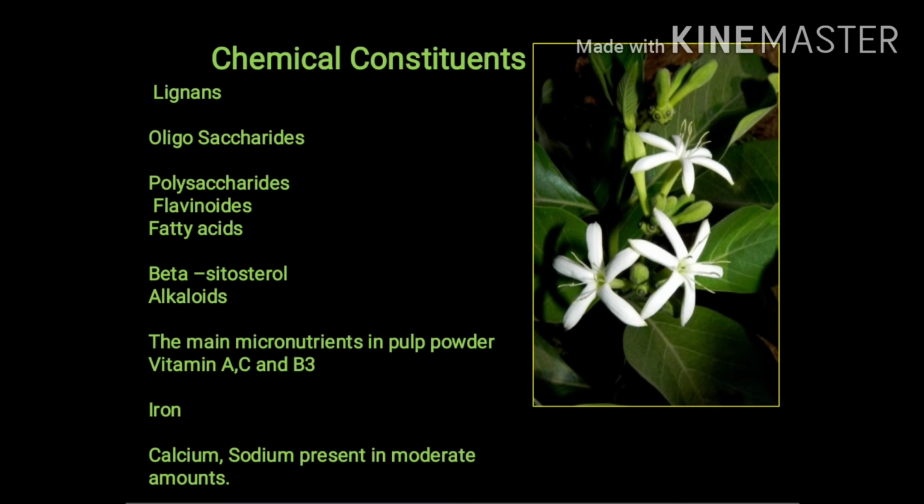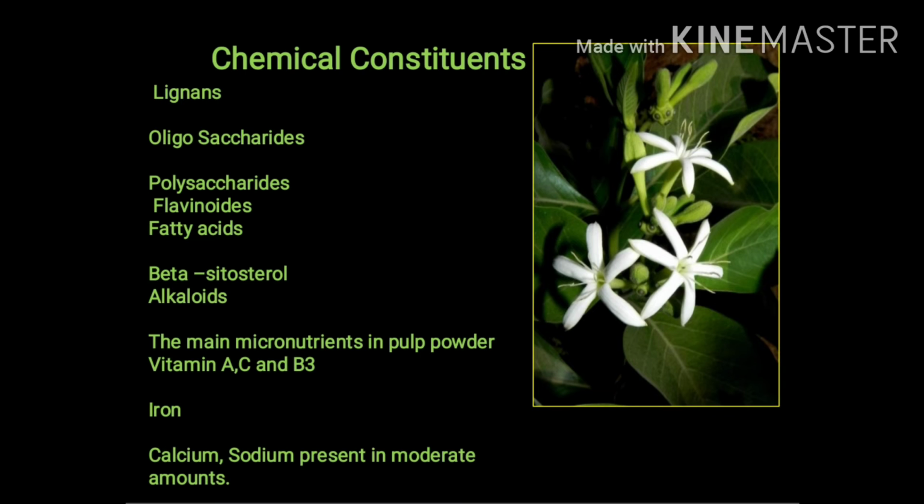The chemical constituents present in Morinda citrifolia, or we can say the active ingredients: lignans are present, as well as some oligosaccharides, polysaccharides, flavonoids and fatty acids. Beta sitosterol and alkaloids are also present in such a plant.